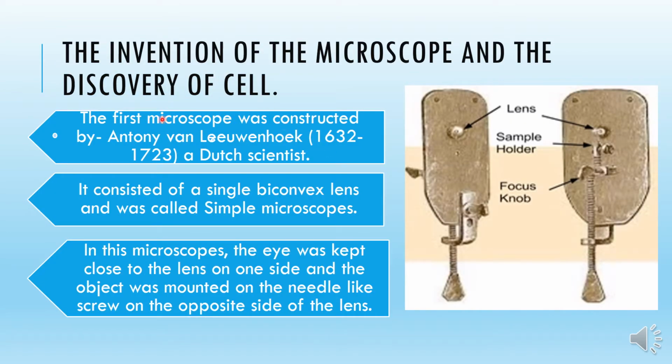The first microscope was constructed by Antony van Leeuwenhoek. He was a Dutch scientist, an ordinary public official who ground lenses and made microscopic observations as a hobby. It is said that he constructed 400 microscopes. The microscopes constructed by Antony van Leeuwenhoek were simple microscopes. It consists of a single biconvex lens.